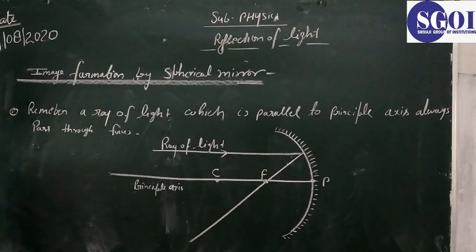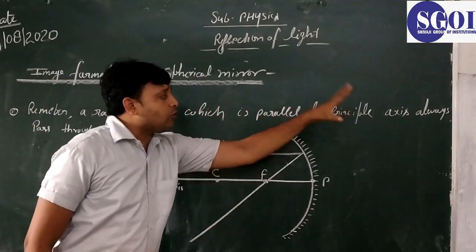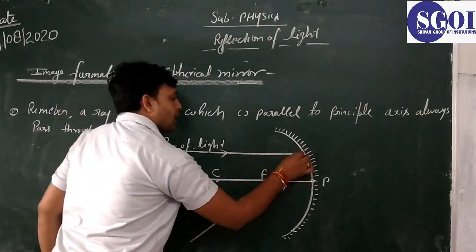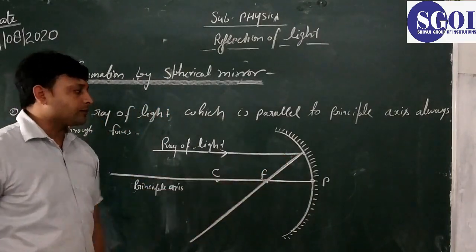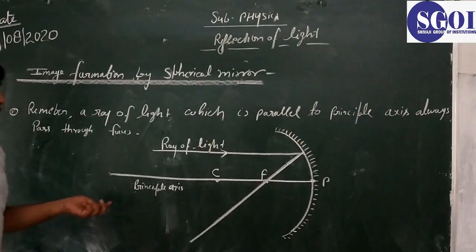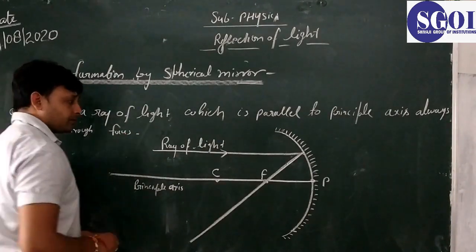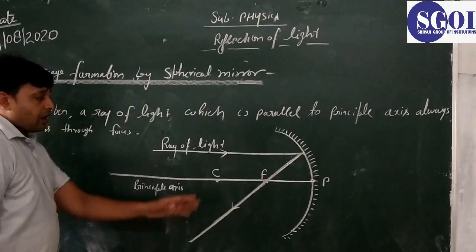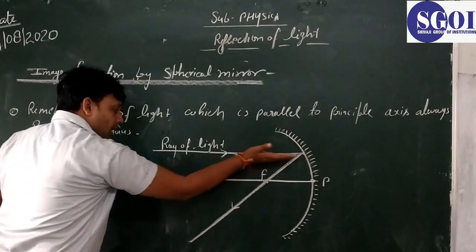Now remember, a ray of light which is parallel to the principal axis always passes through the focus. A parallel ray after reflection always passes through the focus. Now, if a light ray passes through the focus, then after reflecting, it will be parallel to the principal axis.